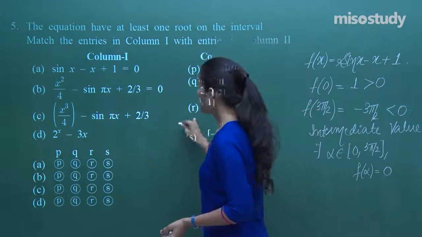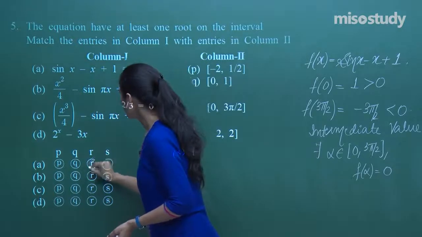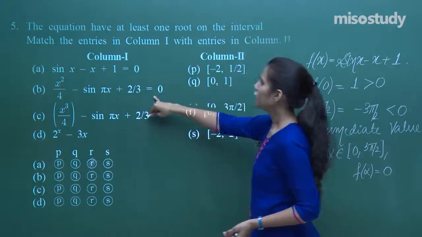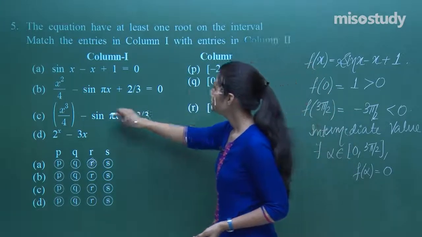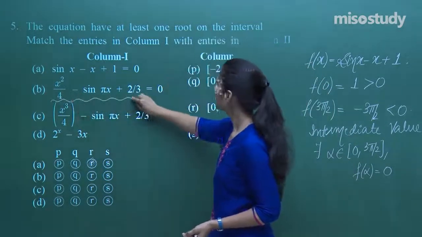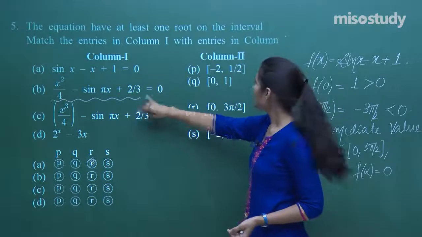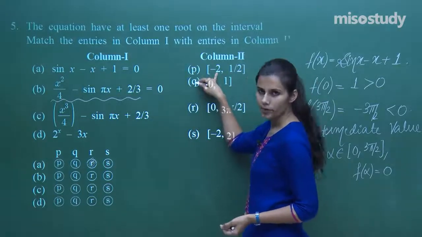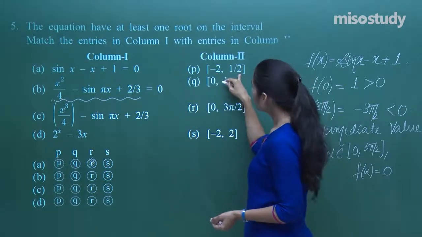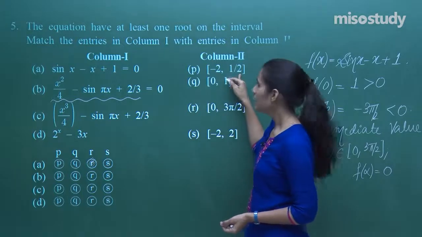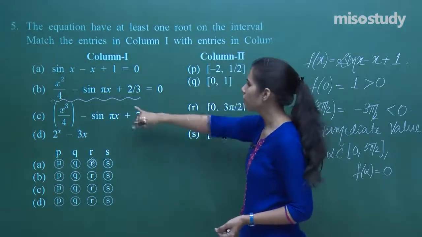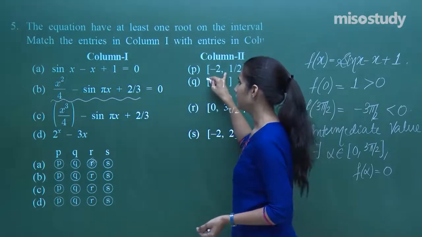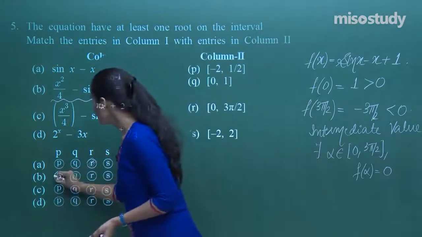So corresponding to A, you are going to shade R. Similarly, if I talk about B, if you take this as your function f of x, then f of minus 2 will be positive and f of 1 by 2 will be negative, and therefore by again the intermediate value theorem there exists a root of this function in this interval. So corresponding to P, you will be shading P.